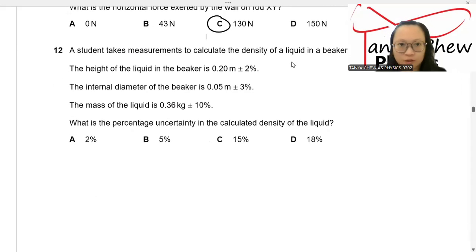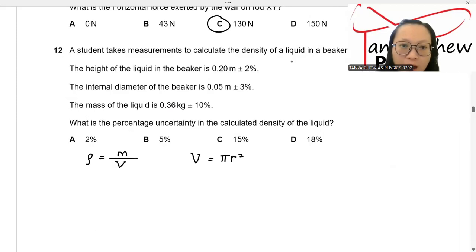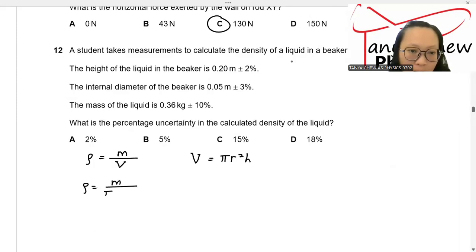Now, a lot of things to be processed, right? Don't worry. Just write down density. What is the definition of density? Mass per volume. Since the diameter and the height are given, and it told you that this is a beaker, you have to find the volume of the beaker, which is the volume of the cylinder, equal to pi r squared h. So replace it with that: mass over pi r squared h.